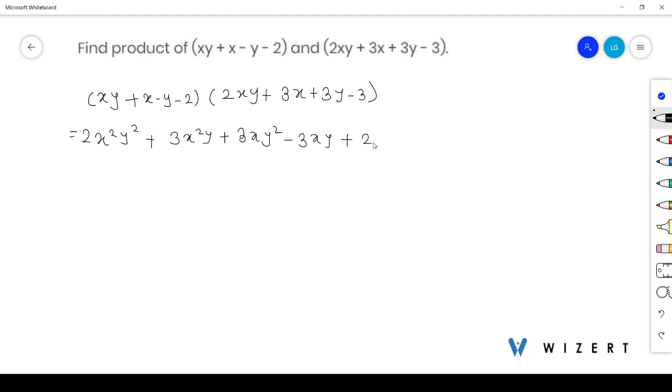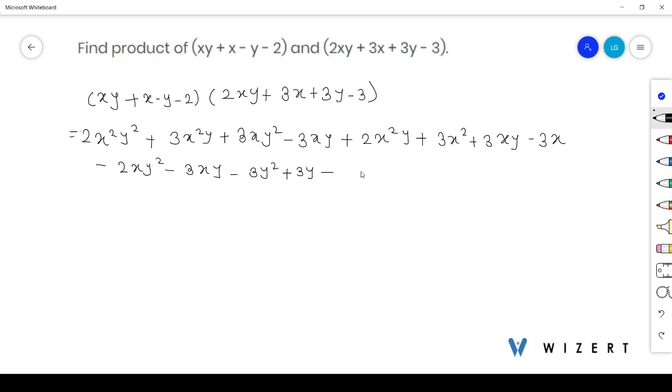So 2x square y plus 3x square plus 3xy minus 3x. Then multiply with minus y. So there will be minus 2xy square minus 3xy minus 3y square plus 3y.